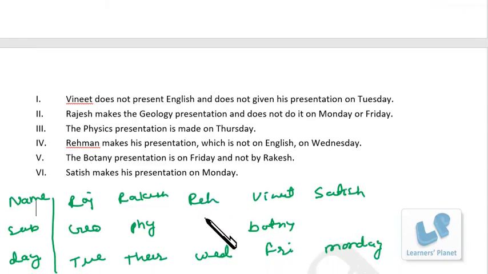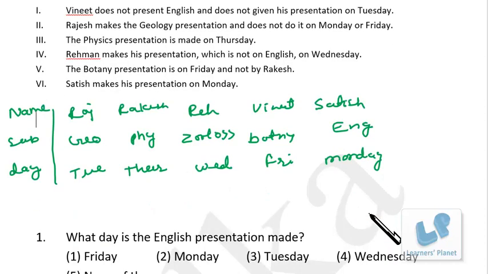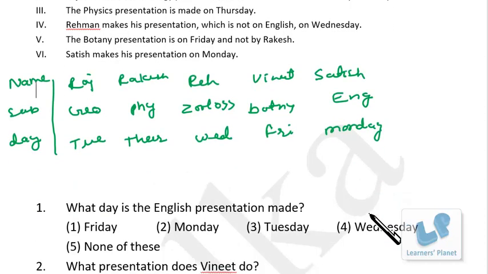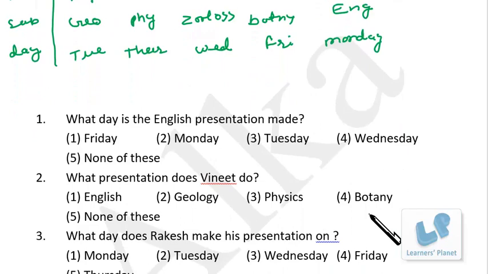And in subjects we are left with zoology and English, but Rahman is not English, so he is geology. That means he is in English. Okay, so all done. You can answer all the questions very easily.